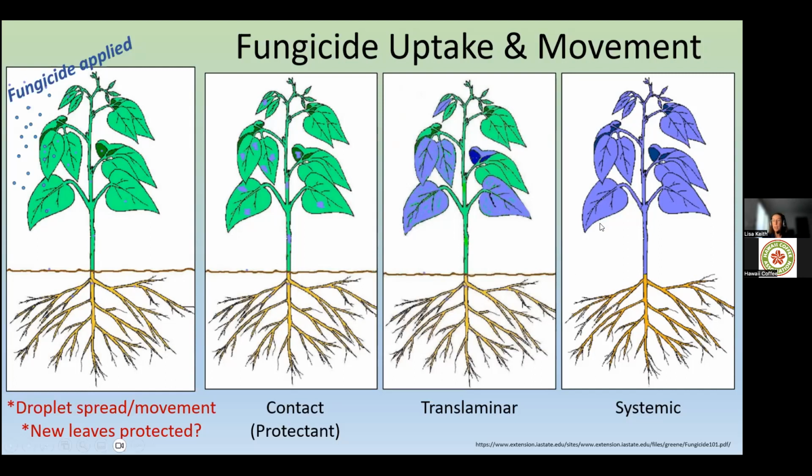But what you can see in this last picture with the systemic, it not only goes up and down the plant, okay, in the vascular system, but because of that will actually offer protection to new leaves that are produced, okay? So this is what this blue is, how much of the fungicide gets on and in and continues to move. So that's critical to know. Will new leaves be protected? How do those droplets spread and move? And how much protection does it offer?